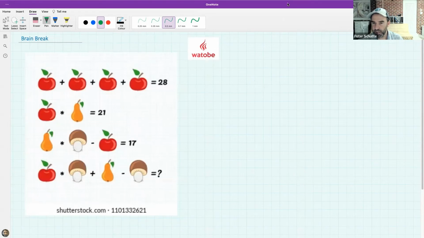Okay, so some people are saying that 7 is the answer for this. And I agree, because 7 plus 7 plus 7 plus 7 is 28. But what I really want to know, guys, the real uncertainty in this question, is what is this bottom line? So what is an apple times a mushroom plus a pear minus a mushroom? That is really what I want to know.